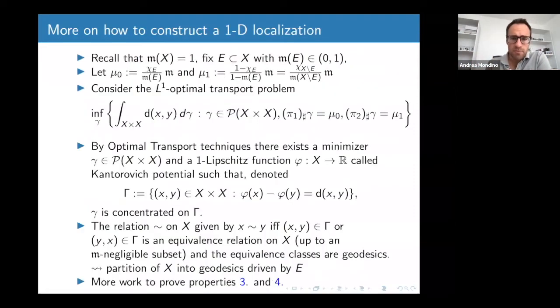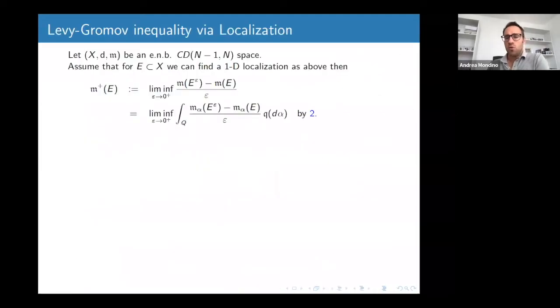This I want to skip; I don't have time. Now I want to tell you how to use this one-dimensional localization to prove the Lévy-Gromov isoperimetric inequality. Proving the Lévy-Gromov inequality with this approach is the zeroth step in order to then get a quantitative statement. So the first step is to get a proof, and then you want to quantify this proof. I will not have time to quantify the proof, but let me just give you in one slide the proof of the Lévy-Gromov inequality with this dimension reduction method, just for you to get a flavor of this technique.